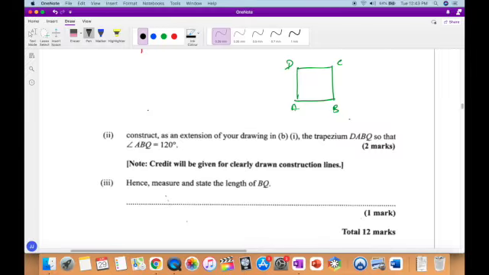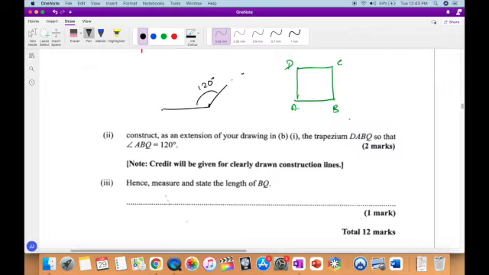So I want a trapezium where angle ABQ is 120 degrees. So 120 degrees, A, B, and Q will be 120 degrees.